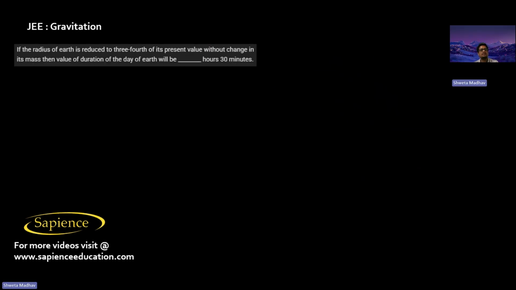Then it is told, if the radius of the Earth is reduced to 3/4 of its present value without change in its mass, then the duration of the day of the Earth will be. So the radius of the Earth is reduced to 3/4 of its present value, and the mass remains constant. Then the duration of the day of the Earth will be this many hours.